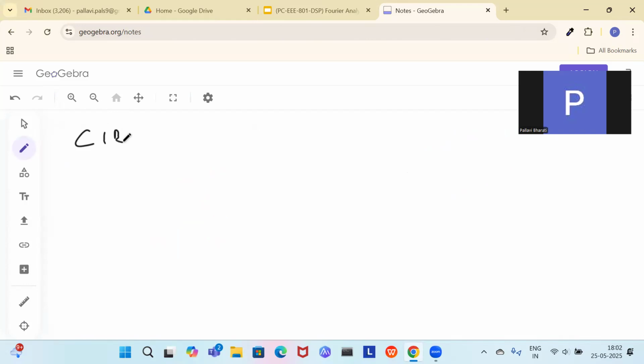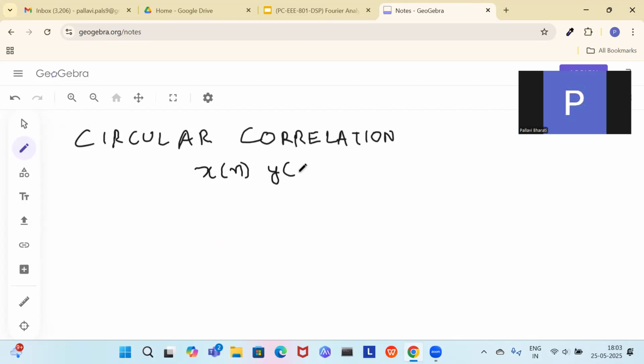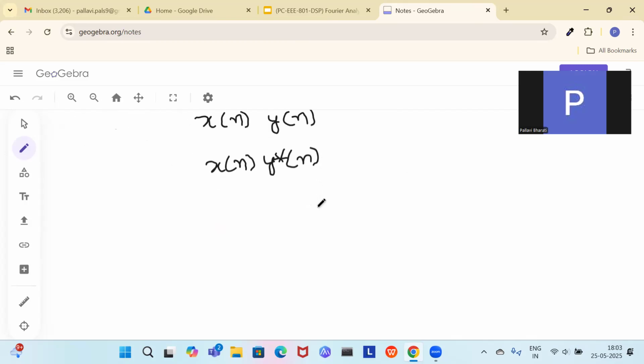So, circular correlation. Again the word circular is because of capital N, that is, you are going to shift it within the boundary of capital N, a finite number of samples. And correlation, as you know, is the convolution between x[n] and y star [n]. The two signals are x[n] and y[n]. So it is the same thing as convolution, but here you take x[n] and y star [n]. That is the only difference that we have. So let us start with this part.